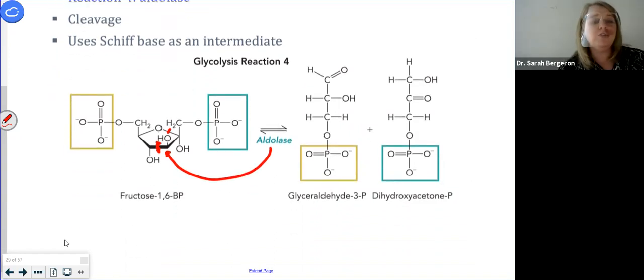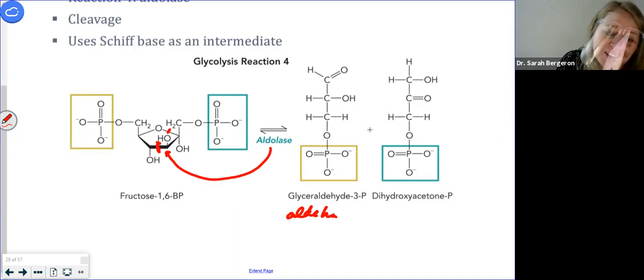So when we do this, there's a small problem. Our 2 products are not exactly the same. So we have glyceraldehyde 3-phosphate, and then we have dihydroxyacetone phosphate. So look at the 2. One of them is an aldehyde, one of them is a ketone. Which one's which? Glyceraldehyde is the aldehyde, and dihydroxyacetone is the ketone.